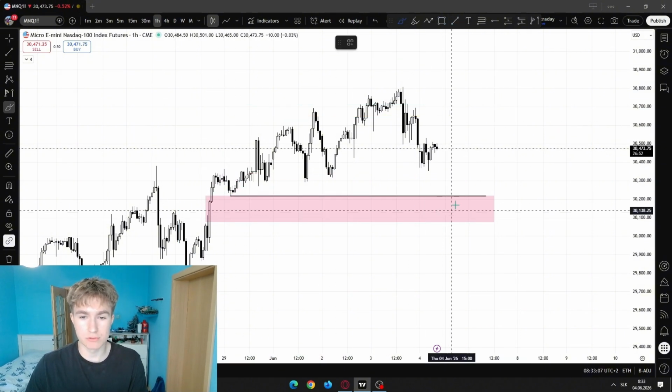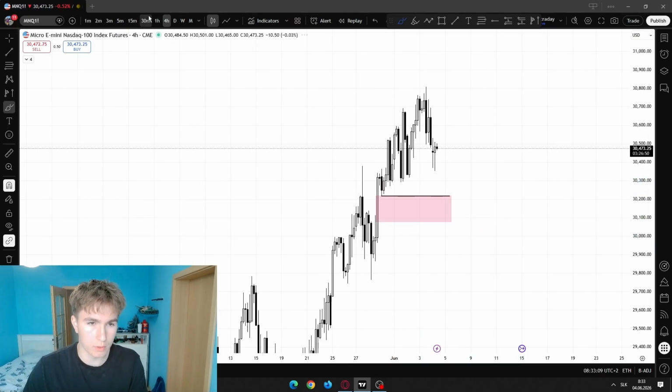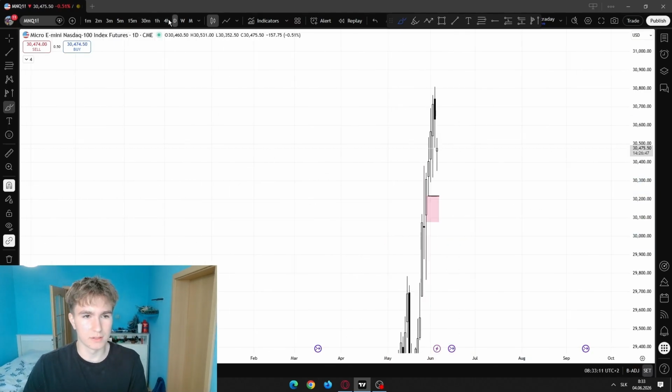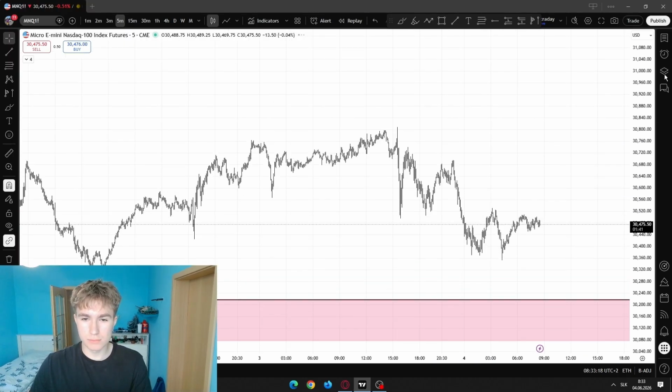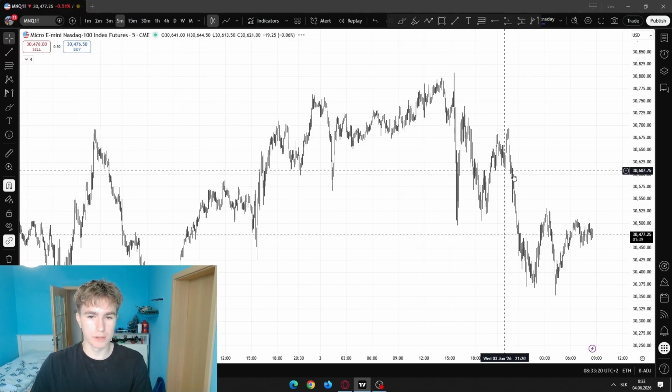So this is my drawn liquidity on the 1 hour, 4 hour, even like the daily. We have our higher time frame drawn liquidity defined. Let's now zoom in and let's see what the market was doing.